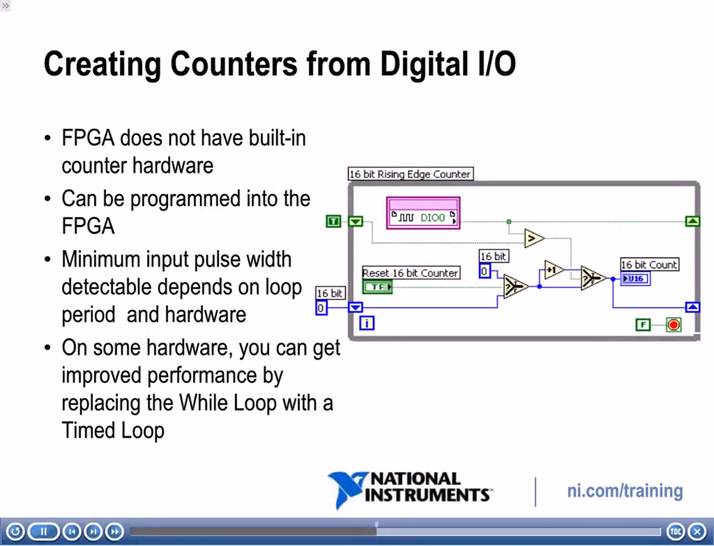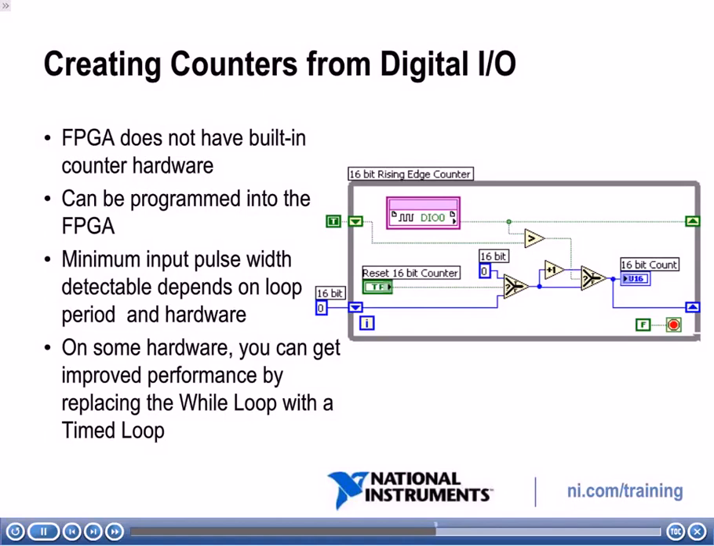So here we have a slide talking about creating counters from digital I/O. An FPGA does not have built-in counter hardware, so there's not going to be a counter line. If you want to implement a counter, you would have to program that in FPGA. The minimum input pulse width detectable is going to depend on the loop period and also your hardware. As fast as that loop is running, that's how fast it's going to be able to detect a minimum input pulse. On some hardware, you can get improved performance by replacing the while loop with a time loop. A time loop is going to be something called a single cycle timed loop, and we'll talk about that in a later lesson.